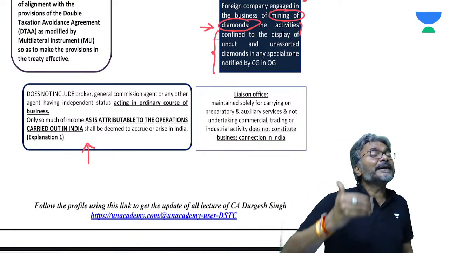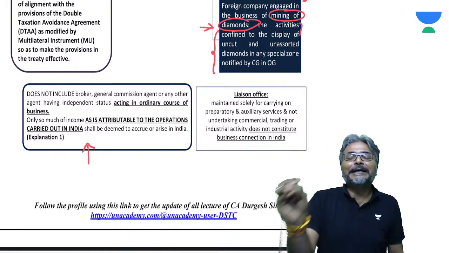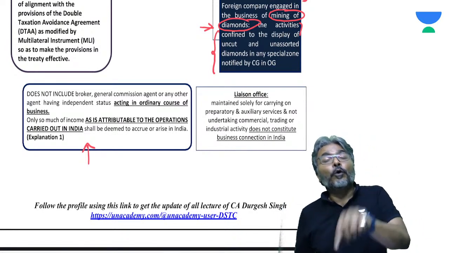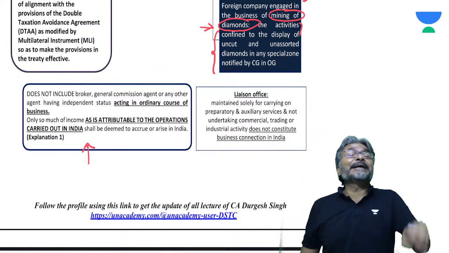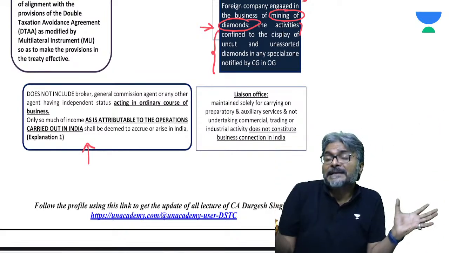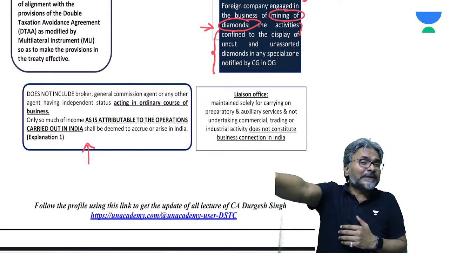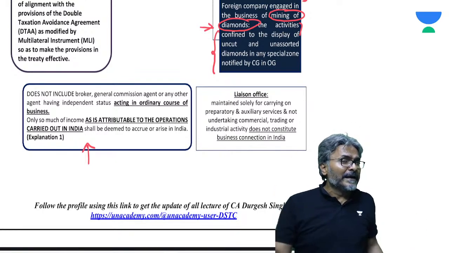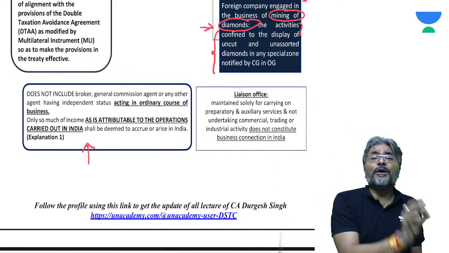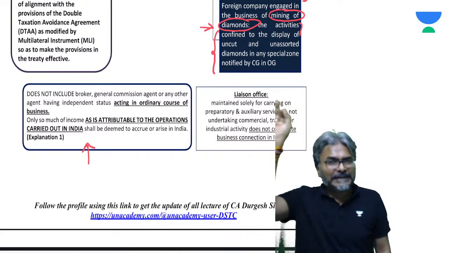And if that is the nature of the activity of the agent in India, then definitely we cannot say that this agent is wholly or mainly acting on behalf of the non-resident. In fact, he is acting in his independent status. As far as all the non-residents are concerned, he is maintaining an arm's length distance with all of them, and therefore he has an independent status. Because of that, the non-resident cannot be said to have any business connection in India.